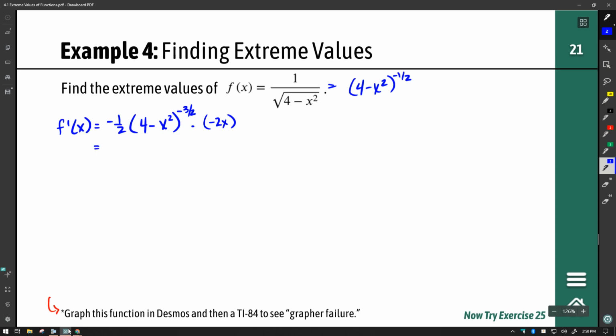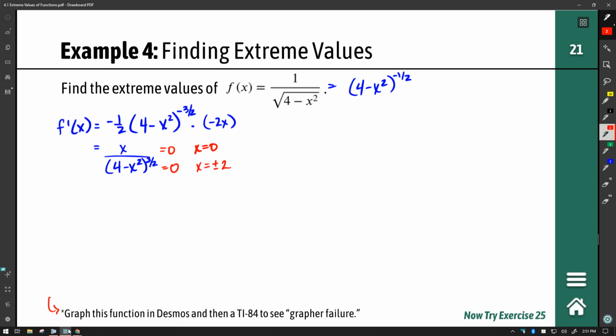So that's going to simplify into, well, negative times negative is positive, 1/2 times 2 is 1. So that's an x in the numerator, and then a 4 minus x squared to the positive 3/2 in the denominator. So is this ever 0, the derivative? Yes, it is. That's at x equals 0. Is it ever undefined? So is the denominator 0? Yes, it is when x is plus or minus 2.